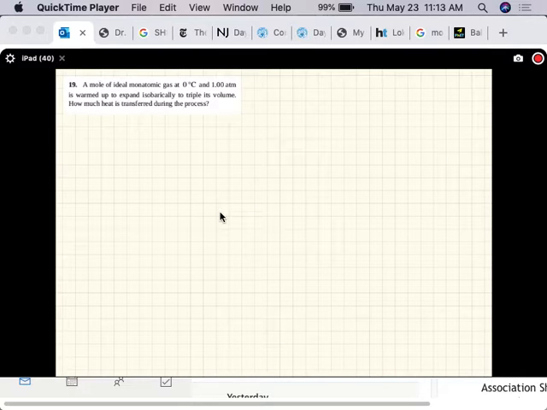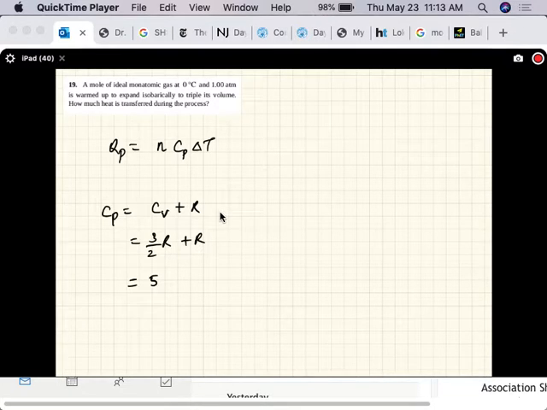So this is an isobaric process, and so the amount of heat Qp is n Cp times delta T, and well, we don't know delta T, we know this. And Cp for an ideal monoatomic gas is Cv plus R. Cv is 3/2 R, so Cp is 5/2 R. Okay.